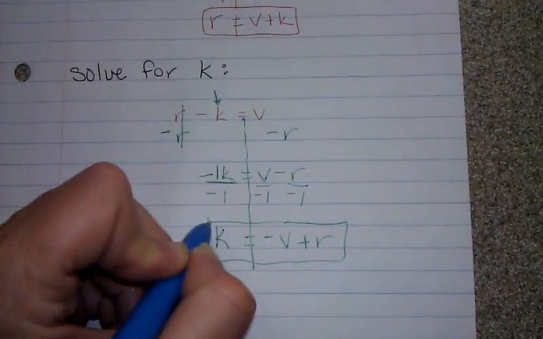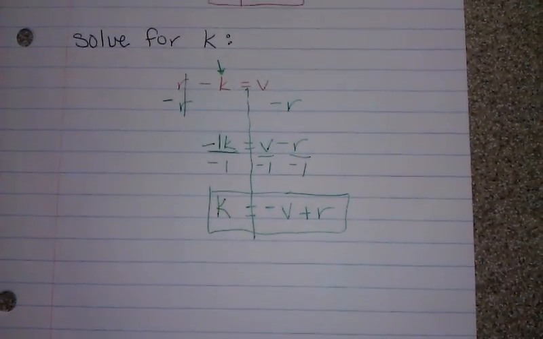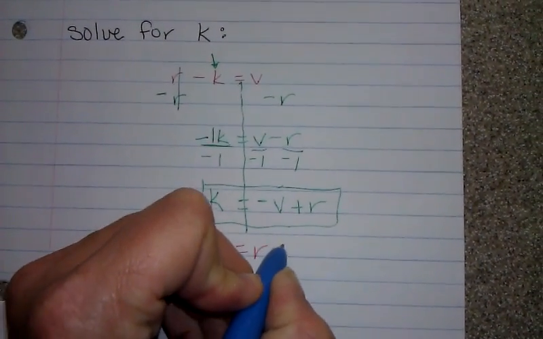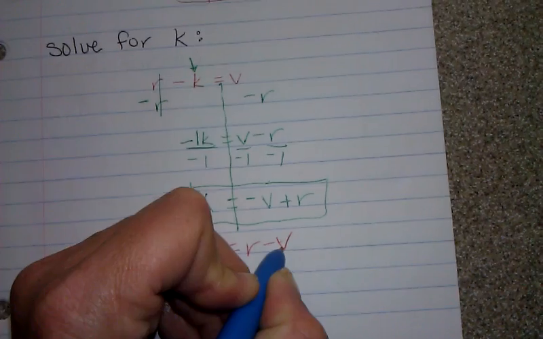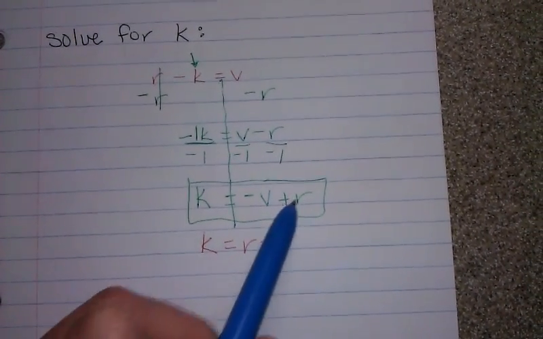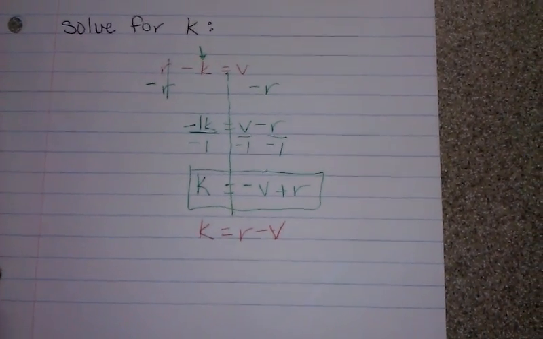Here's your equation. Now you could write it like this, or you could even see it written k equals r minus v. This means the same thing. See, because the v is still negative, the r is still positive. They're just in a different order.